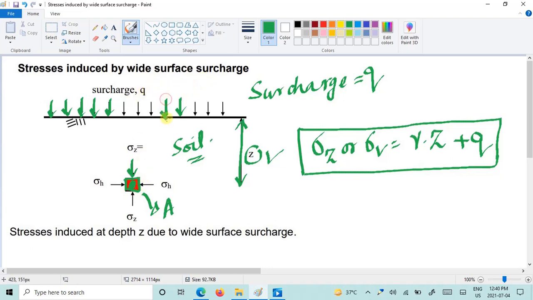Now what's the relationship between this wide surface surcharge? Now in order to simulate the condition of an embankment in the field, we can estimate the vertical stress, or the stress induced by the wide surface surcharge.